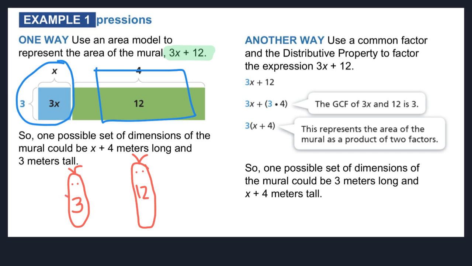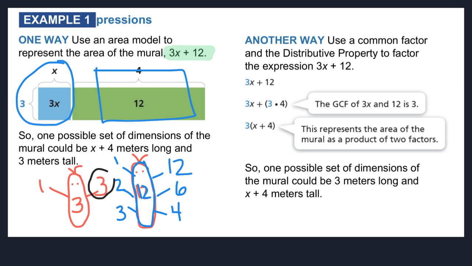So on the 3 bug, I can take 1 times 3, but that's it. On the 12 bug, I'm going to make the 12 bug a different color. On the 12 bug, 1 times 12 works, but so does 2 times 6, and so does 3 times 4. So if I look at the legs of the bug, I'm looking for the biggest number that I can find that's in common between the two. And if I look, I notice there's a 3 in both of those.